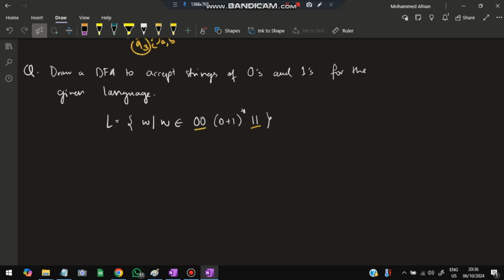and in between we have n number of 0 and 1. Okay, and it is star, which means it can be included zero times also, meaning it can be empty in between. So what are the alphabets? Alphabets are 0 and 1.